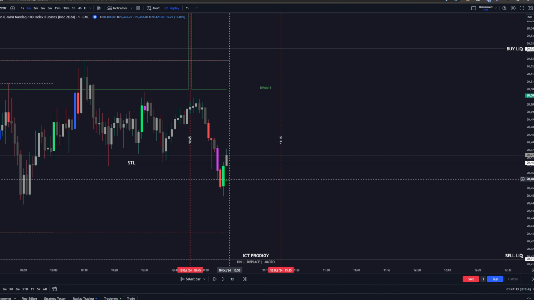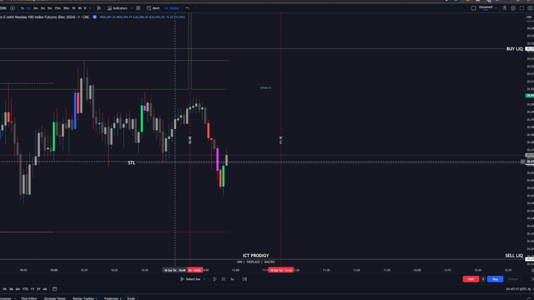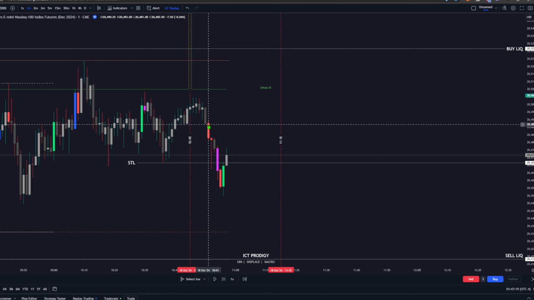As I explained to you before, when a buy stop or a sell stop is hit, it means that the contract is being sold or bought by the market maker, which means the volume will come into the market, tick volume.